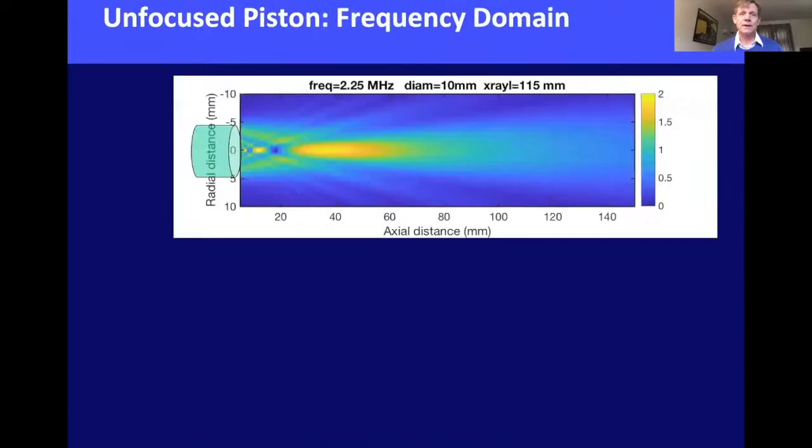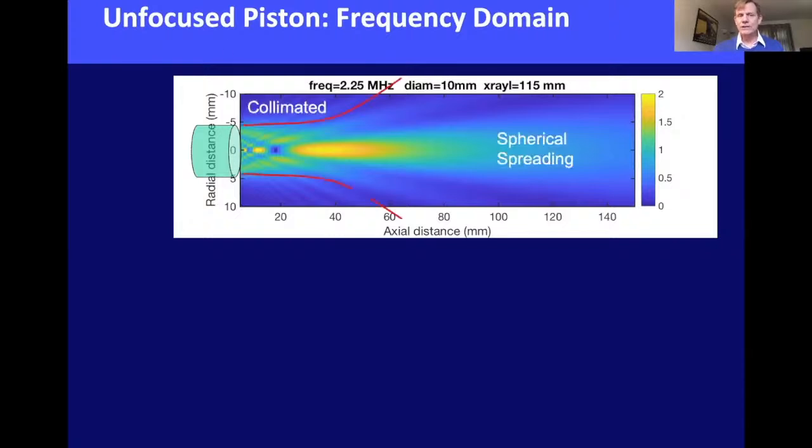For an unfocused piston, if you're in the frequency domain, this is the Rayleigh-Sommerfeld integral. This is an example of a pressure field from a 2¼ megahertz transducer with a diameter of 10 millimeters. I've shown it in both the axial and radial directions, and you can see you get a beam of sound that comes out, but it also gets spread out in different directions. So it's not just a plane wave, we actually have a much more complex field associated with that.